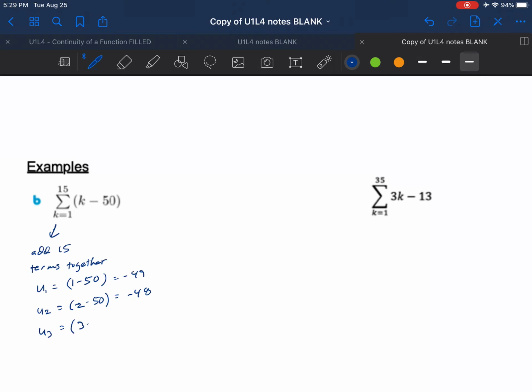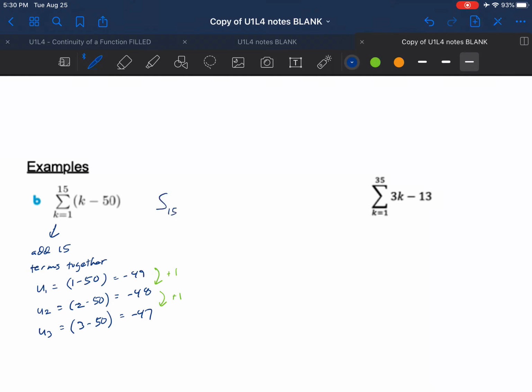So I think by now, hopefully, we can see a pattern. I'm trying to rush, sorry guys. 3 minus 50, that's negative 47. So this is an arithmetic sequence, because every time, to get the next term, we're adding 1. Okay, so I'm going to go to our shortcut.